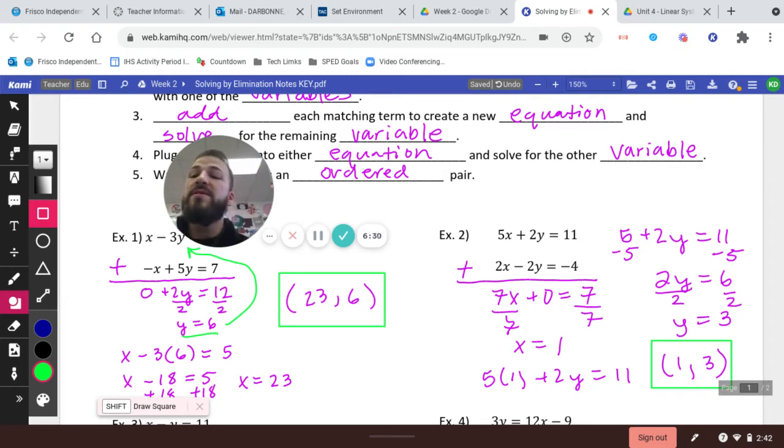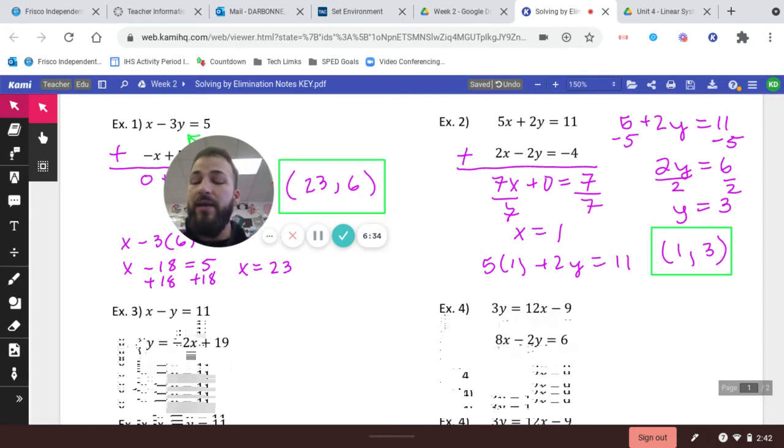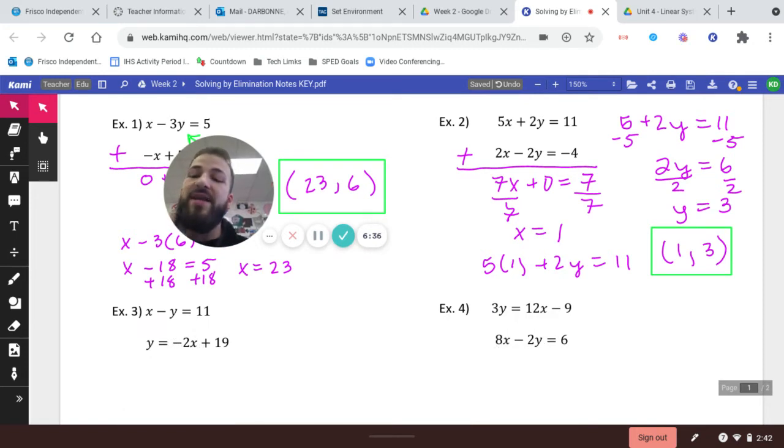So if the problem is set up for elimination, it can be really straightforward. You don't have to do any extra work at the beginning. Let's look at example 3 though. We have x minus y is equal to 11 and y is equal to negative 2x plus 19. So this one, our first step, is everything lined up? No. So we need to move.